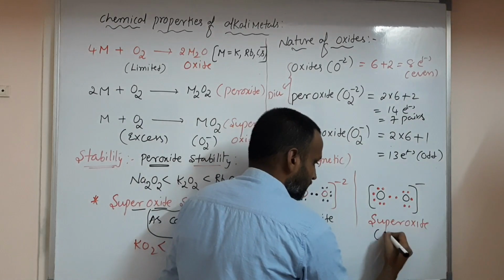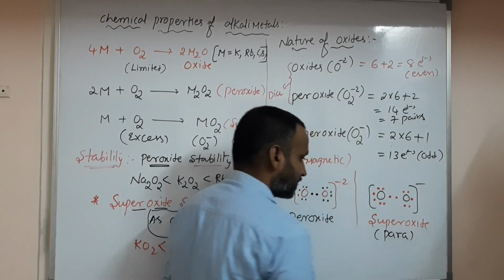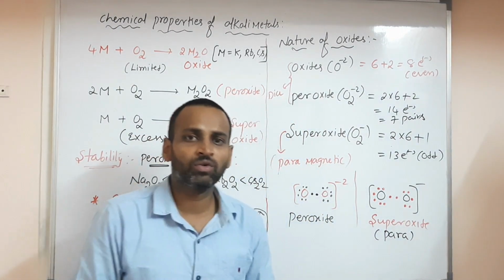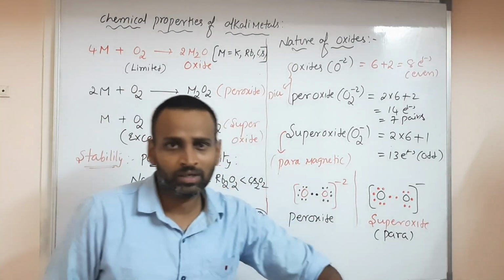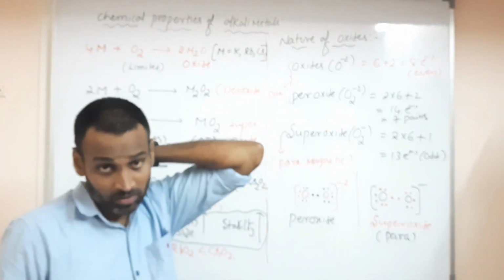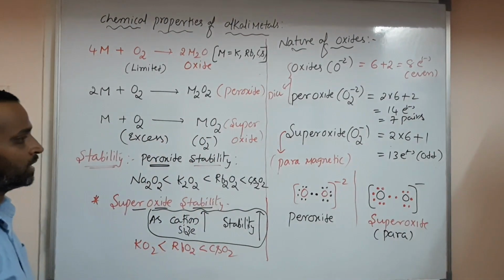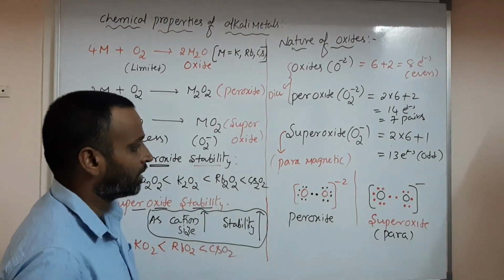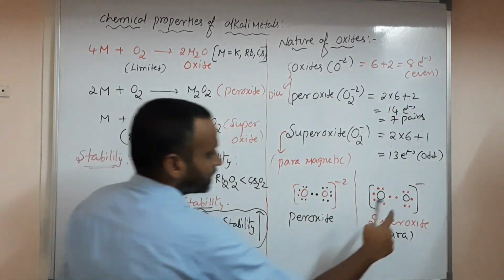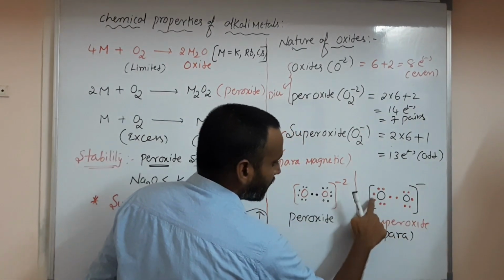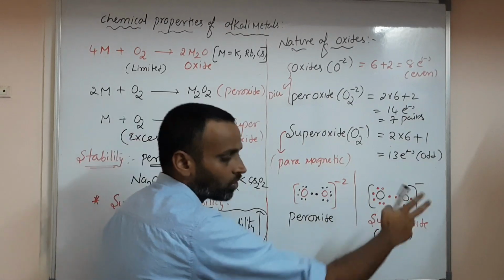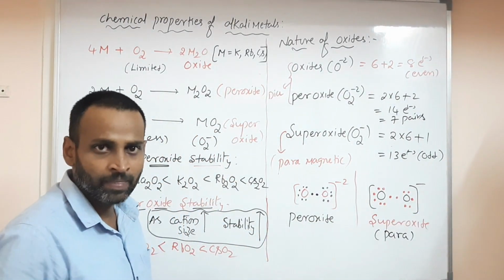So what magnetic character does superoxide have? Paramagnetic. They'll ask you which of the following is paramagnetic, or which of the following has an unpaired electron. Like that they can ask. Okay? Very, very important. So this is about superoxide and peroxide. This unpaired electron you can write here and the pair you can write there. Those we call resonating structures.